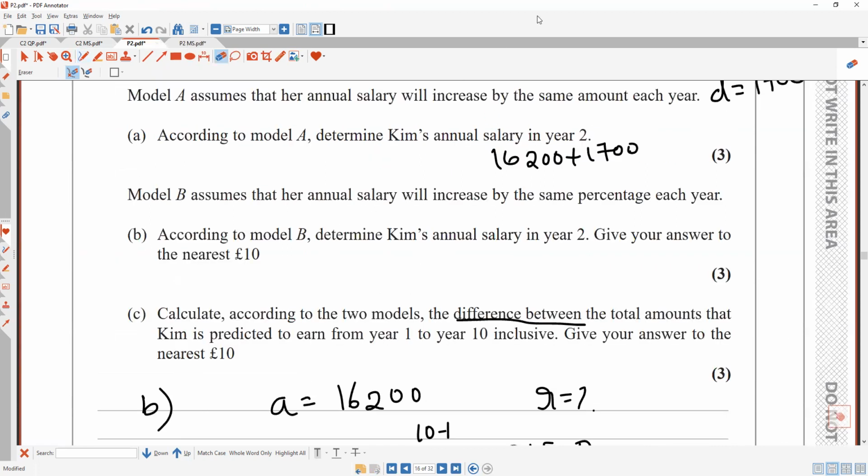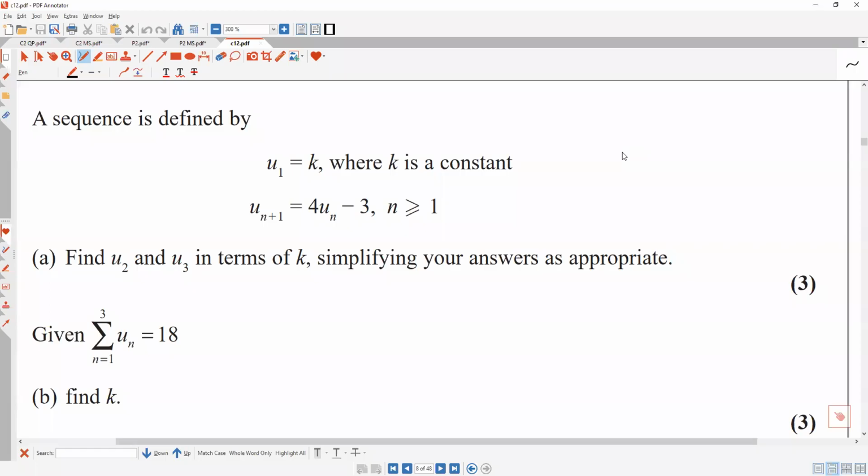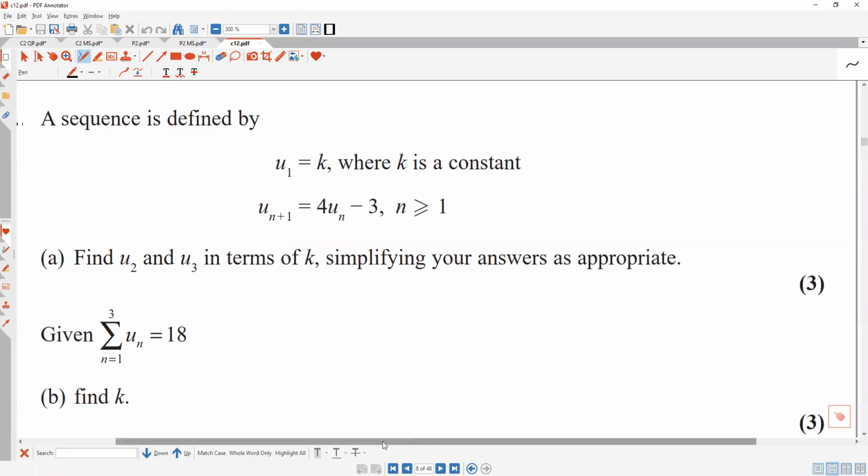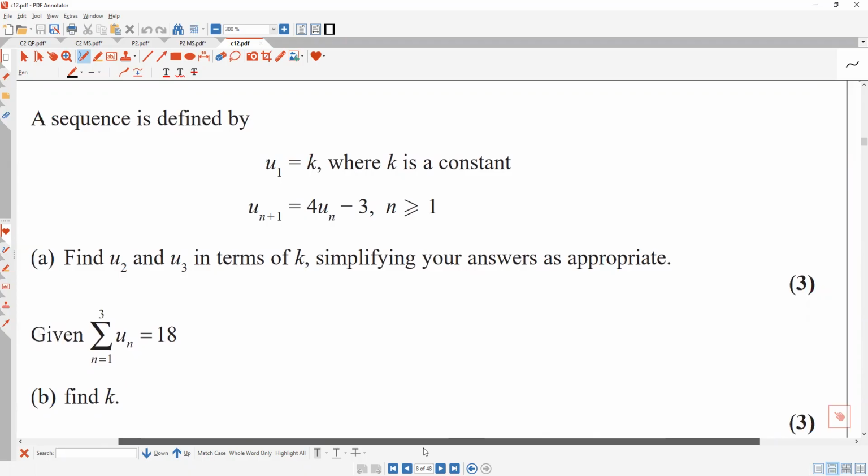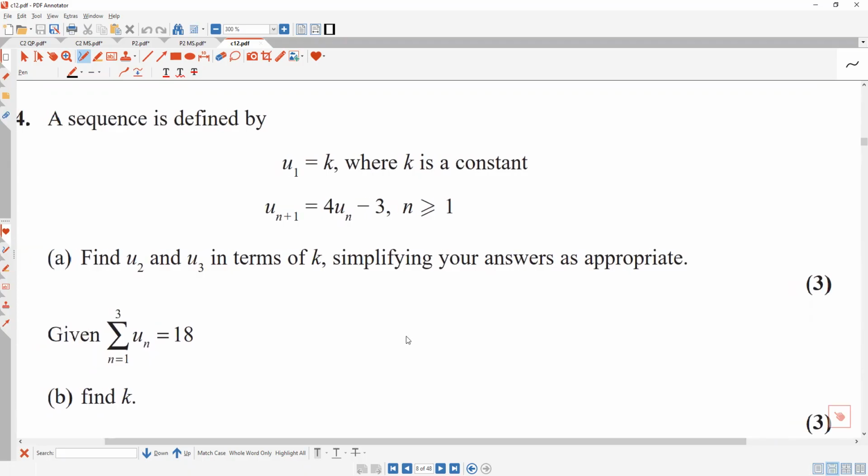Okay, let me pause the video. We can do one more question. This question is Jan 2019 C12, question number 4. Okay, see this, try to do it on your own. I'm pausing the recording.